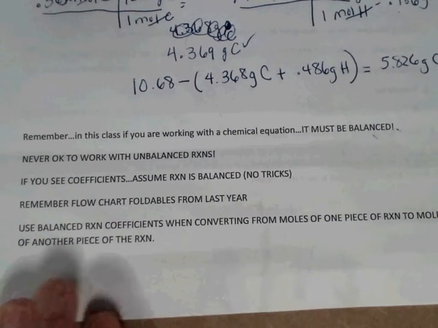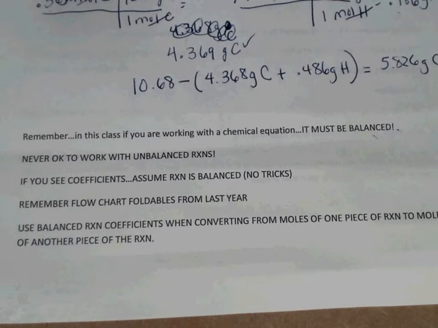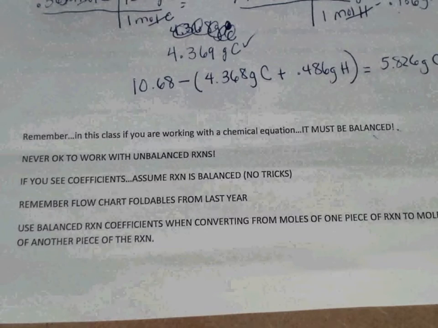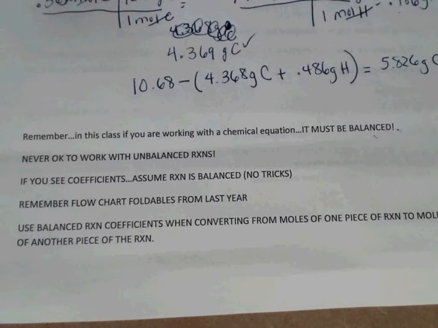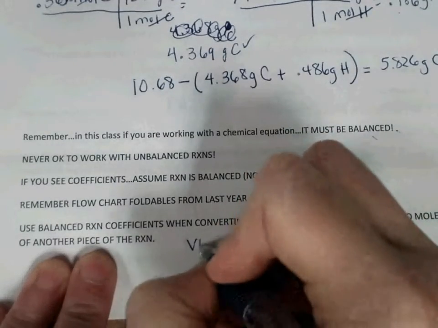We're going to always use the balanced reaction coefficients when converting from moles of one piece of a reaction to moles of the other piece of the reaction. Remember, the coefficients in the balanced reaction are how you get from here to here in a reaction. Okay? And we'll do some examples because some of y'all are looking at me like, what is she talking about? It's just hard to think about.